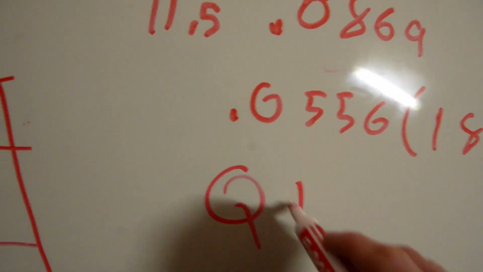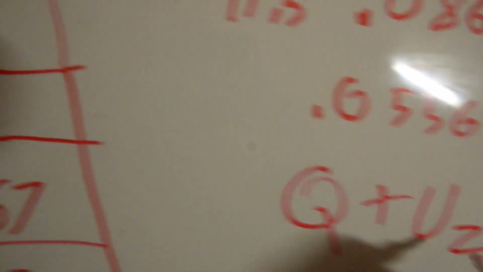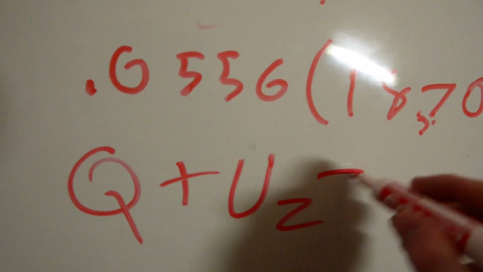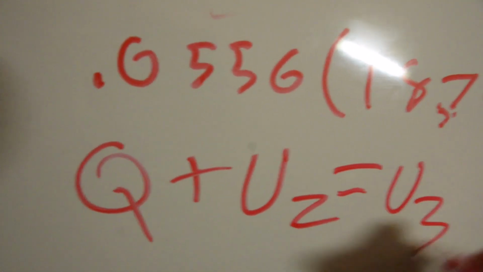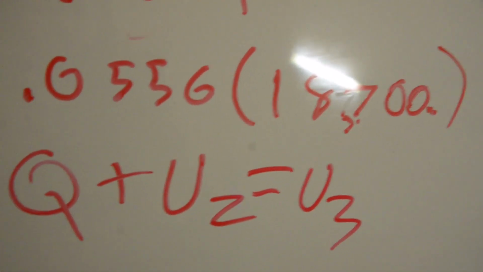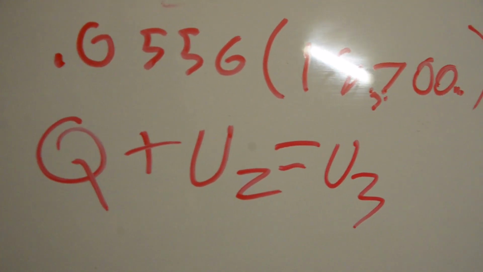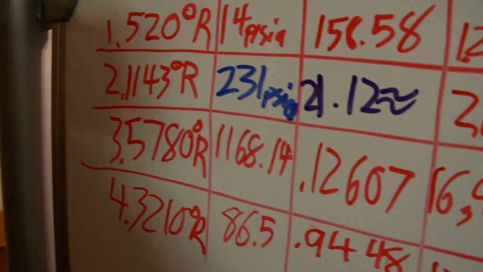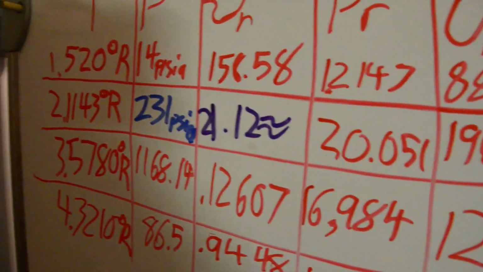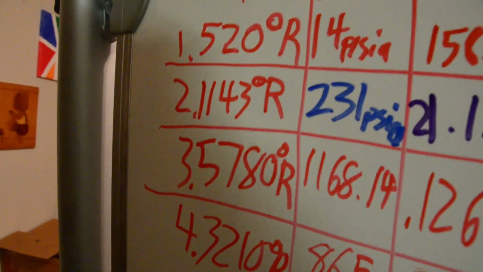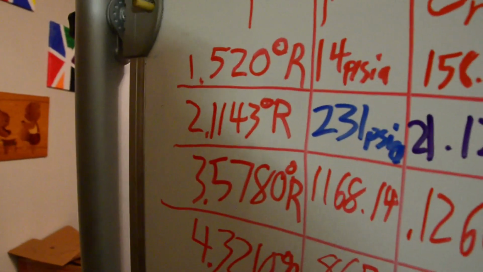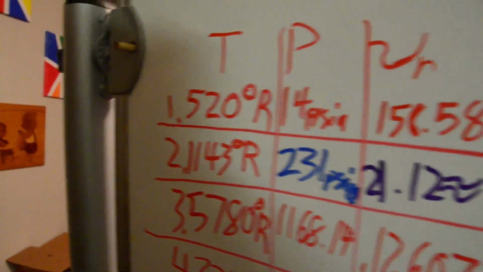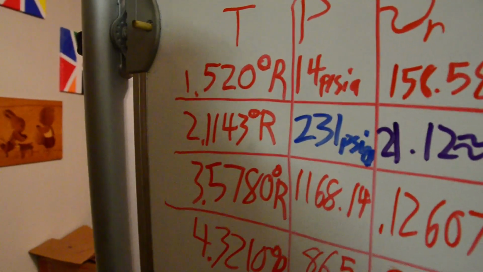Now QA plus U2, which U is the energy of compression, should equal the energy of U3. Now this is what they did to discover T3. They found U3 and then they used that to find the temperature. Now this would be great, except that the scale ends at 6,500 Rankine. And I don't have any tabulated data beyond 6,500 Rankine.